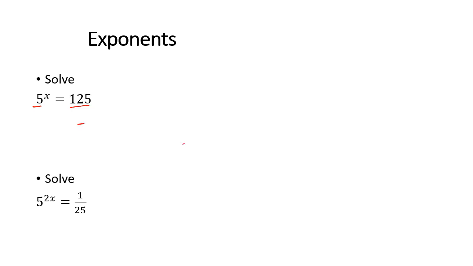So we have 5 to the x, that's fine. Another way to write 125, right, is 5 cubed, 5 times 5 times 5. So in this case, that means x must be equal to 3.